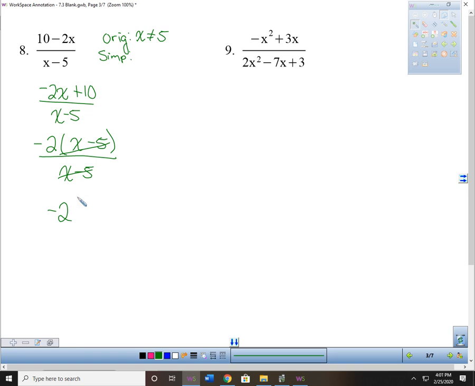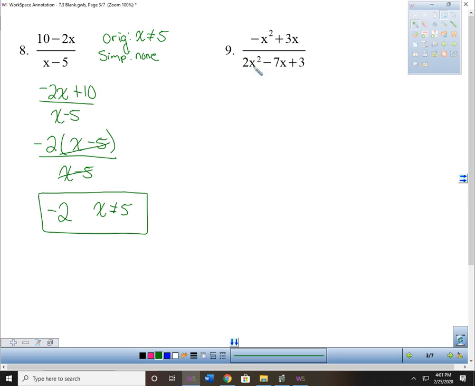But I see that I don't have a denominator, so there's nothing to be restricted for my simplified version. So since I don't have a matching factor here, I'm going to have to restrict this to x cannot be 5, which kind of seems odd since there's no x left, but you still have to state that.